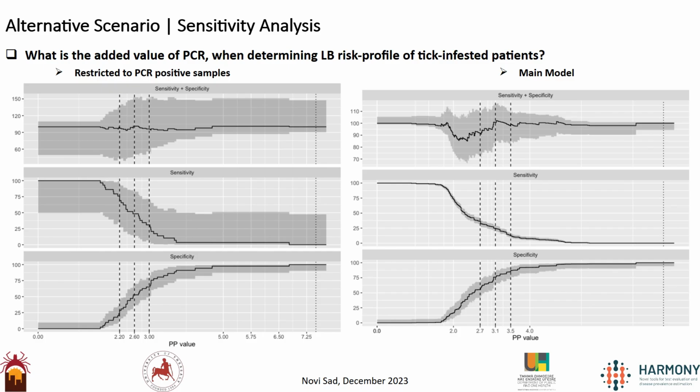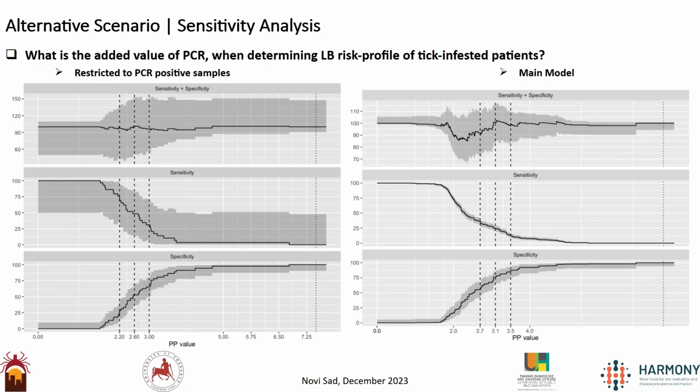I have the results restricting only to PCR positive samples on the left and the results from the main model on the right. However, we only have 44 individuals, which is considered a small sample size. So you may see in the sensitivity, in the second figure of the left column, that we have a wide probability interval around the sensitivity. The upside to that is that we have a high probability interval around the value that we have, that is the black line.